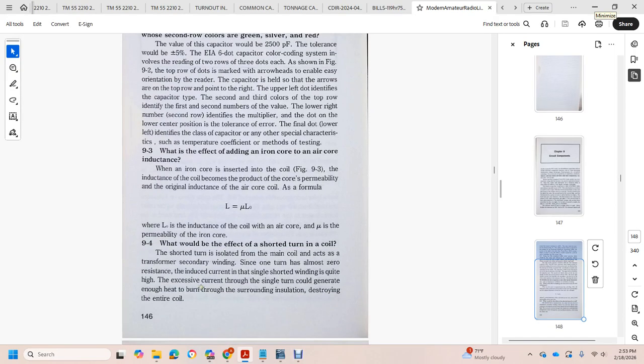What should be the effect of a shorted turn in a coil? The shorted turn is isolated from the main coil and acts as a transformer secondary winding. Since one turn has almost 0 resistance, the induced current in a single shorted winding is quite high. The excess current in a single turn could generate enough heat to burn through the surrounding insulation and destroy the entire coil.